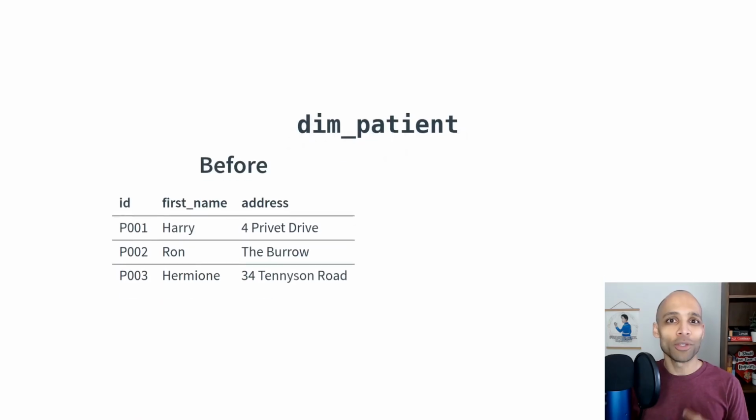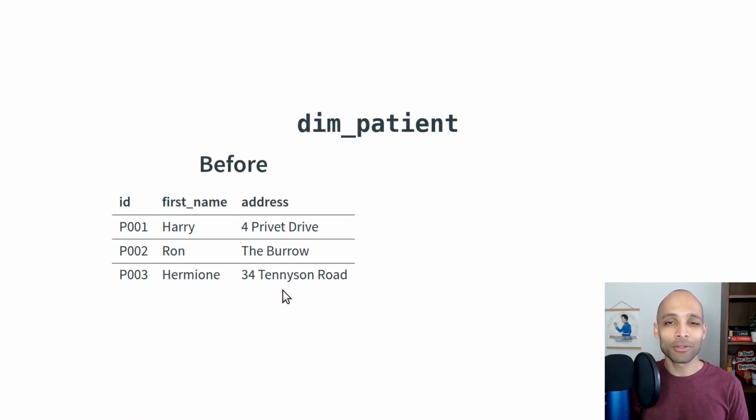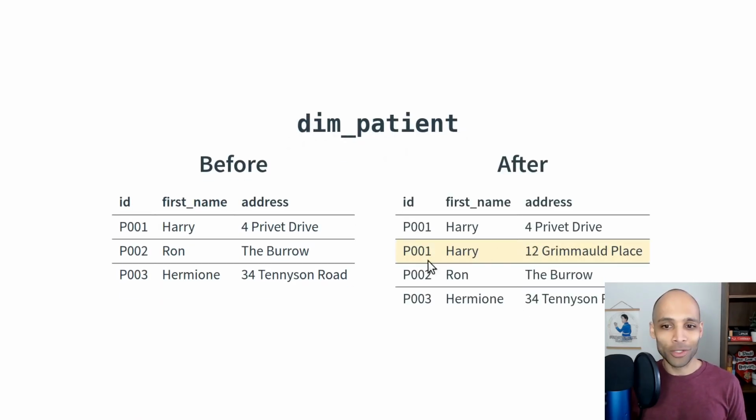Type 2 SCDs are the next level. When a change occurs, instead of updating the existing record, we add a new record. When Harry's address changes, we go from a dimension table that looks like this to one that looks like this. We insert a new record with that new address.